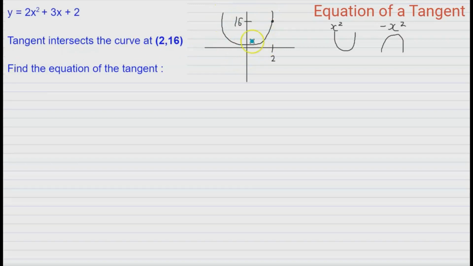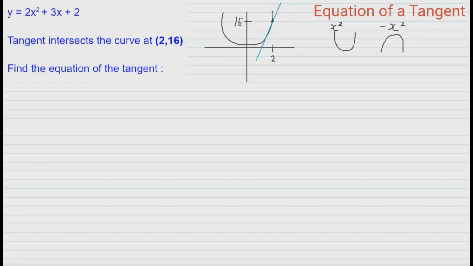And we know that we have our point here, 2, 16, on this curve where a tangent would intersect, and we're trying to find the equation of this tangent from the equation of the curve.